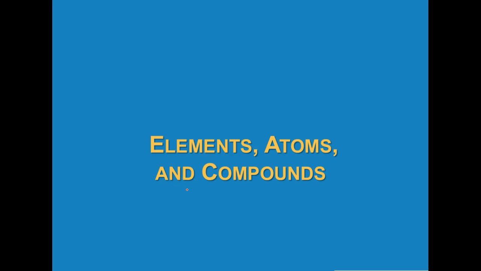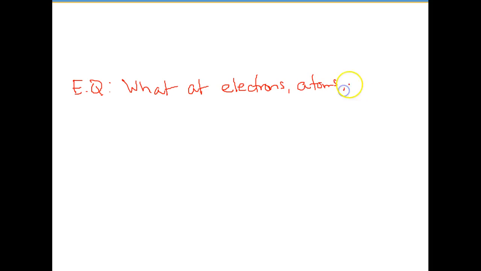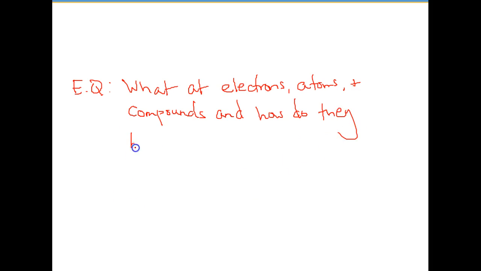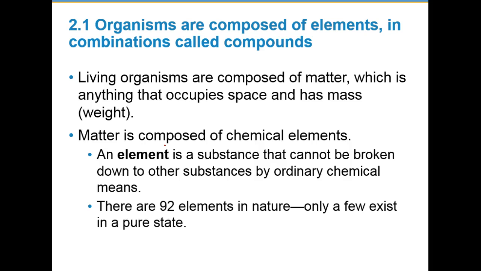So to start off with elements, atoms, and compounds. So we need an essential question for our overall thing. So essential questions. What are electrons, elements, and compounds? Or electrons, atoms, and compounds? And how do they bond? There we go. That's our essential question today.